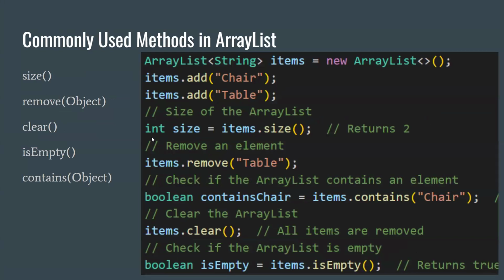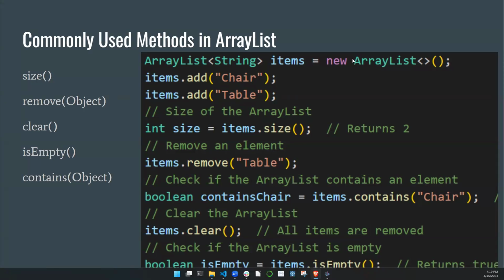Commonly used methods in ArrayList. ArrayList comes with several useful methods that make managing lists easier. For example, size returns the number of elements in the list. If we look at this example, we have this new array list called items, and by calling size, it will just return the number of elements in the list. And remove deletes elements, and we can remove by calling it with the specific element value.